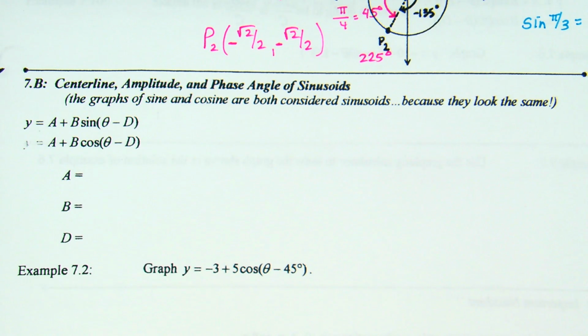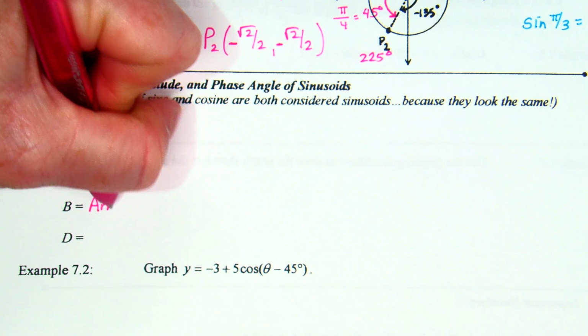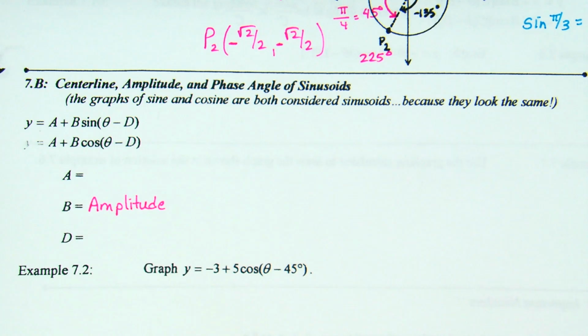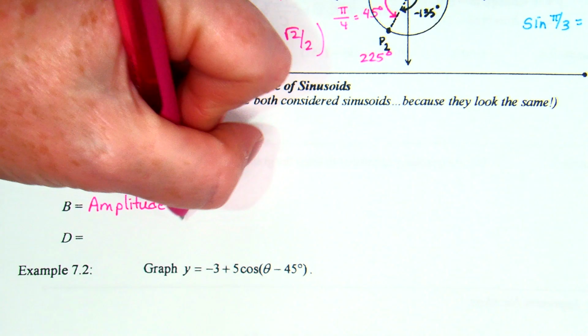Is that amplitude? How high and low it goes? Yep. B is your amplitude. In other words, what's really better to remember is just the number that multiplies the sine or cosine function. You obviously can't just remember letters because they might change.